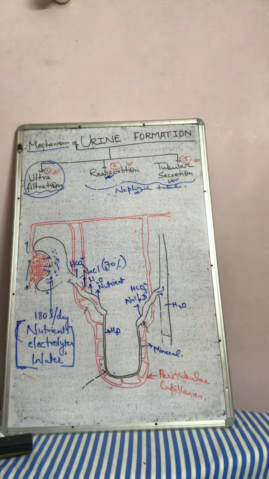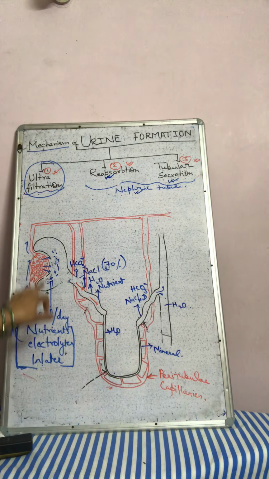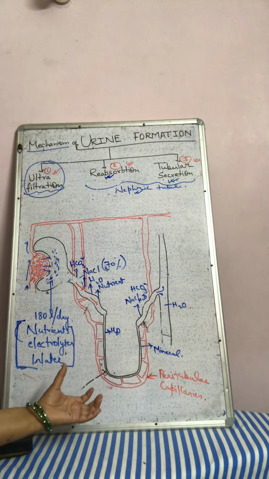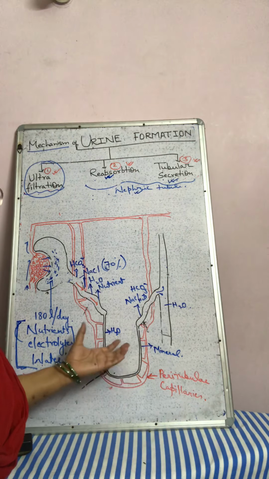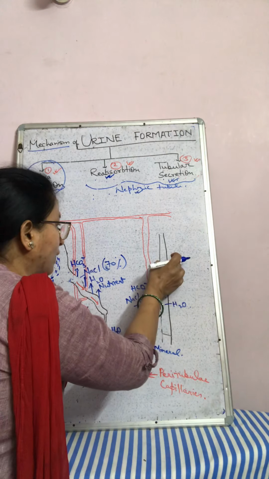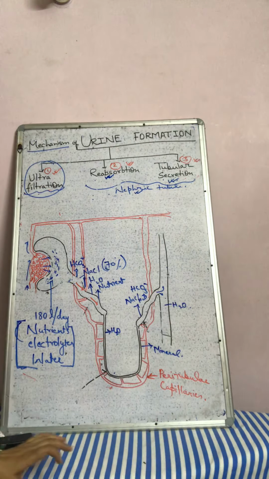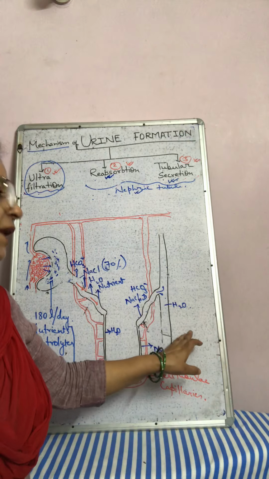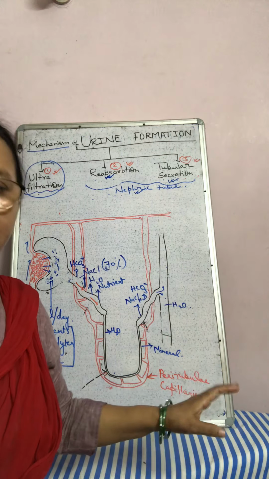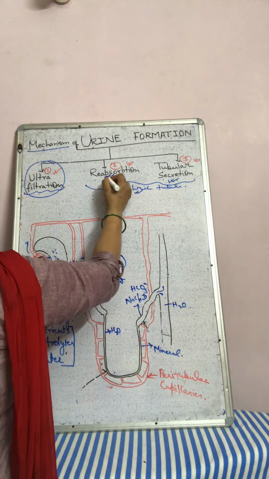That means you can see here the filtrate, which is 180 liters in amount, after the reabsorption process, most of the part which is essential for our body is absorbed, and the rest is expelled out. The collecting tubules of each nephron unite and form the ureter, and this ureter carries urine into the urinary bladder, and then from the urinary bladder it is expelled out. Now you can understand what reabsorption is.